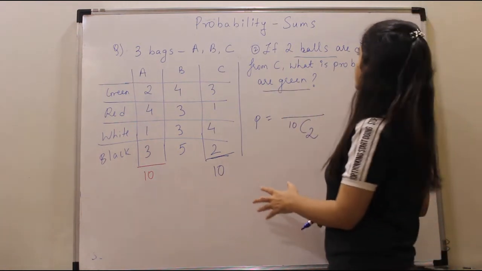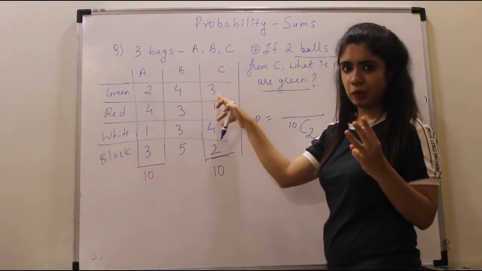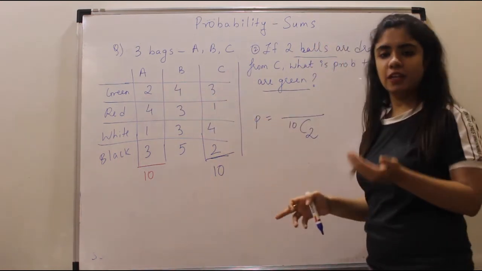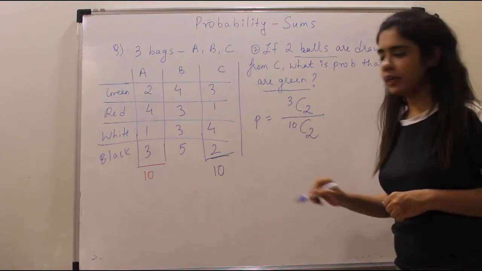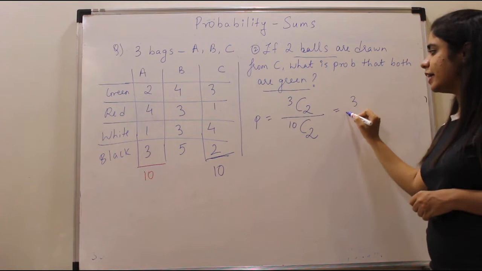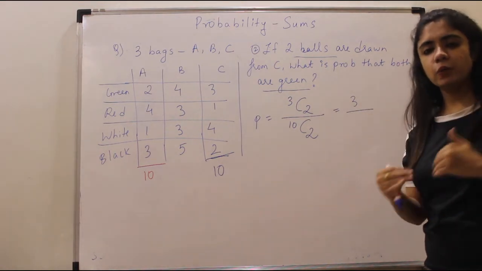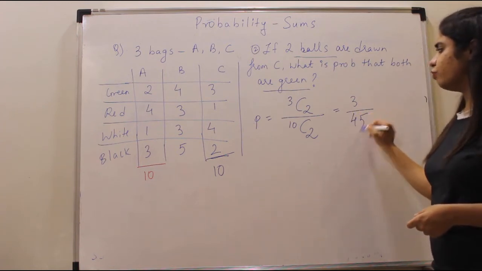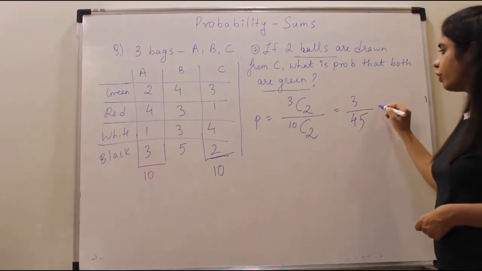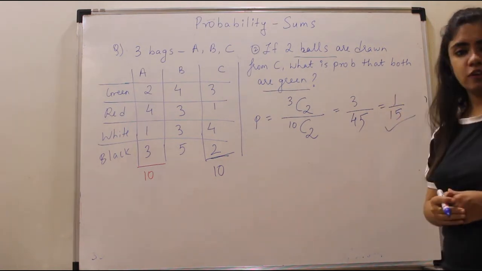What is the probability that both are green? How many green balls are there in C? There are 3 balls. You have to draw how many? 2 balls. So it will be 3C2. Correct? 3C2 is 3. 10C2 will be 10 into 9 upon 2 into 1, so 90 upon 2 will become 45. 3 upon 45 is 1 by 15. So this becomes your answer.